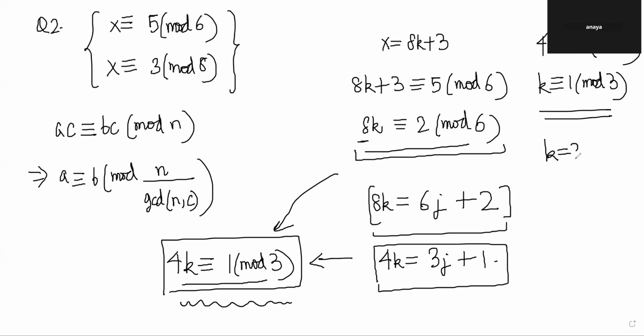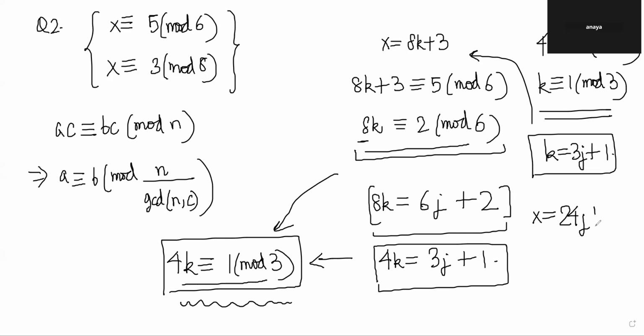So k will be equal to 3j plus 1. And we'll put that in this, right? Right. So x will be equal to 24j plus 8 plus 11, right? Yes. So x is congruent to 11 mod 24, right? Yeah. So 11 mod 24 should be our answer. Yeah, that is the answer.